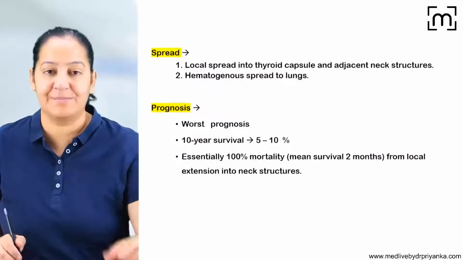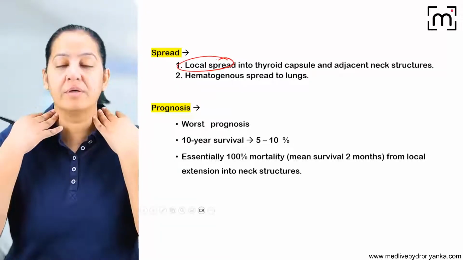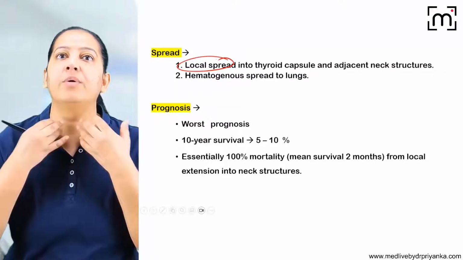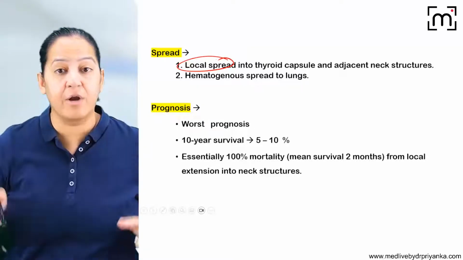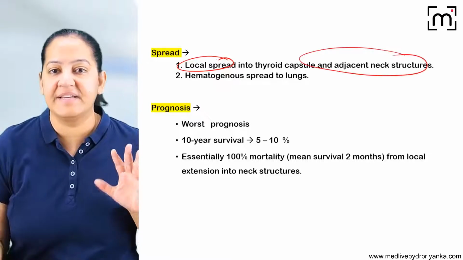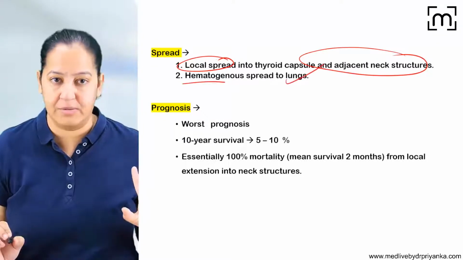So that is anaplastic. The spread is mostly local. It keeps on infiltrating the adjacent organs. From the thyroid, it will go into the trachea, the airway, the esophagus. It will spread everywhere locally, in the adjacent neck organs, and that's why it's very destructive. And via blood, it can spread to the lungs also.